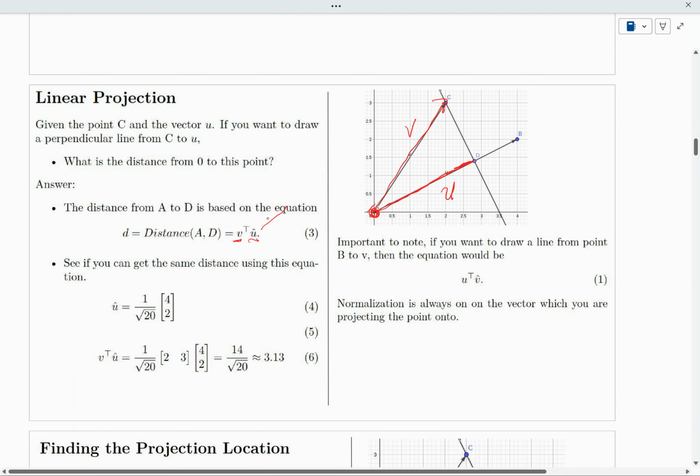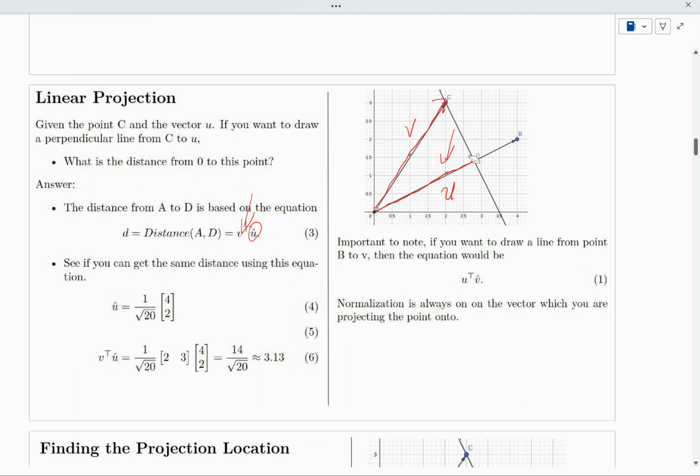So U hat here implies a unit vector. If we just convert U into a unit vector, and then do the dot product with V, that will automatically give us the distance here. Okay, so the distance from here to here can be calculated, and we can see if we get the same distance.